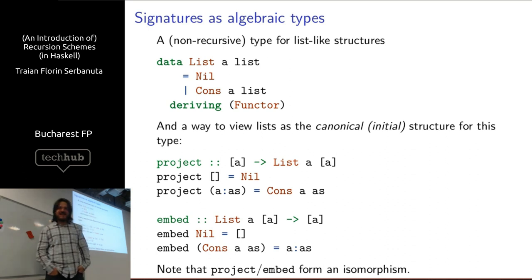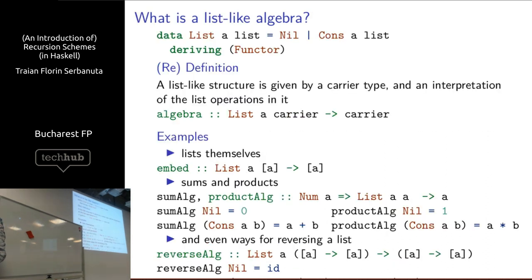No, really, yeah. You see, actually, I think some of it is described in the next slide, and some of it is described on a couple of slides later. So getting to your question, yeah, a signature is kind of a data type, deriving functor. We'll see soon why, deriving functor, but it's important.